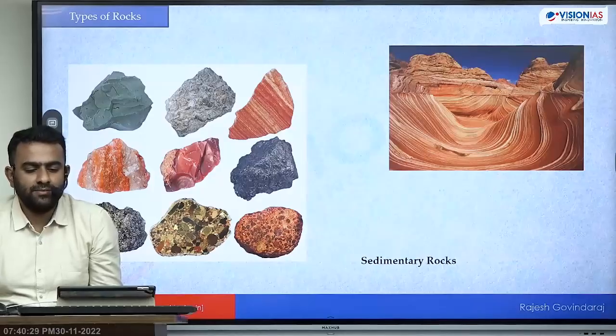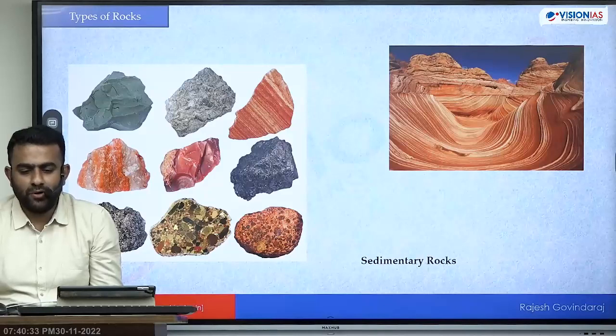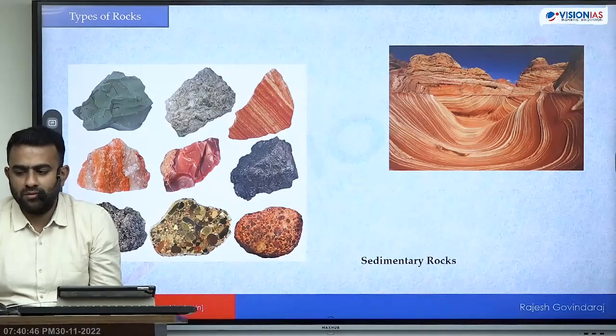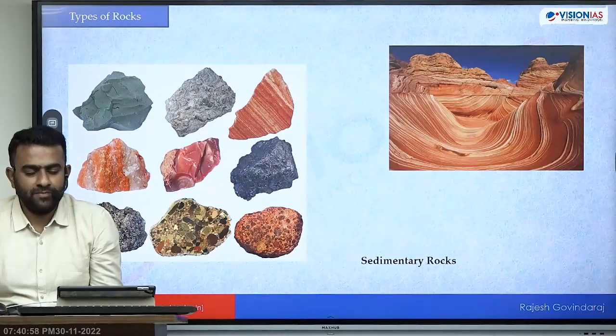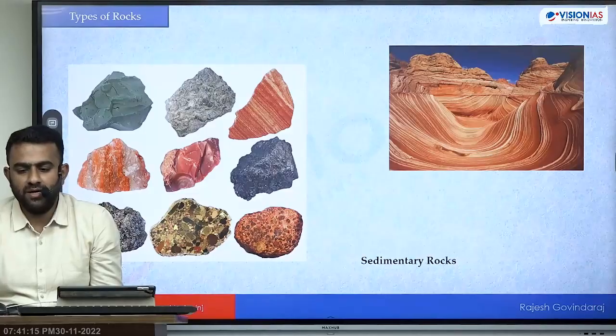The sedimentary rocks are formed by the solidification of sediments of original igneous or metamorphic or another sedimentary rock. Next paragraph.